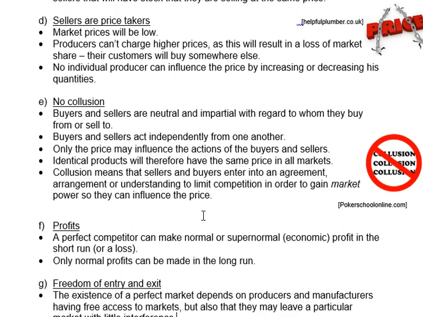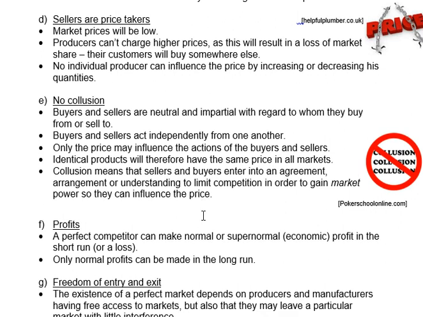The next characteristic is the fact that sellers are price takers. I've said this already. I already said the price is determined by market demand and market supply. So the market will determine what the price is, and each individual producer will accept this as the market price, and all they need to do is decide how much they are willing to sell at this market price. Nothing any individual producer can do will influence the price.